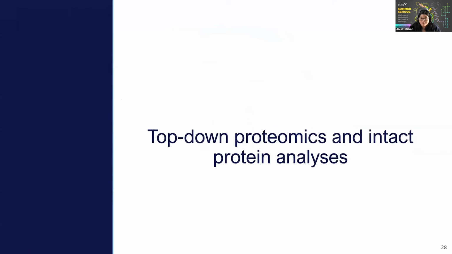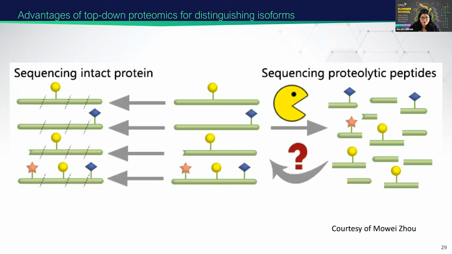Now our final section is about top-down proteomics and intact protein analysis. The advantage of top-down proteomics is that it allows the specific characterization of proteoforms. When we analyze the intact protein, it means we are not digesting the protein. Then we can tell the position of specific modifications if we have multiple proteoforms, multiple proteins that can be modified in different positions.